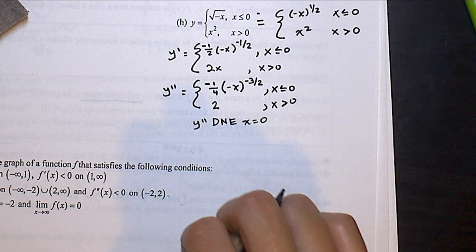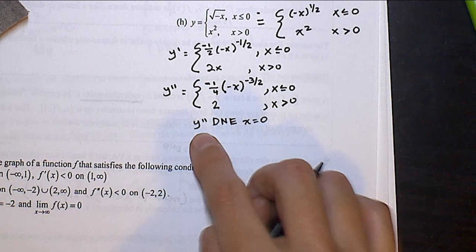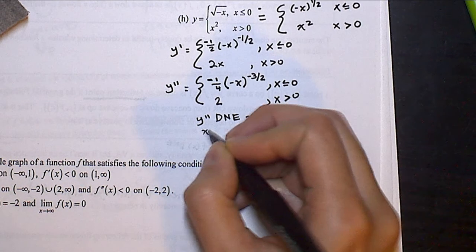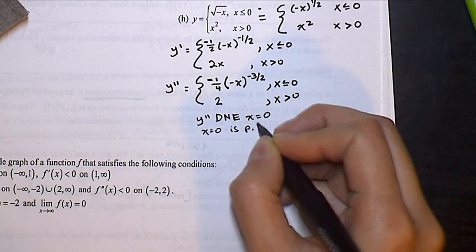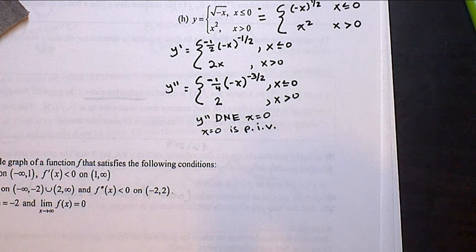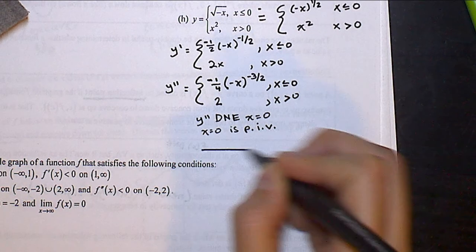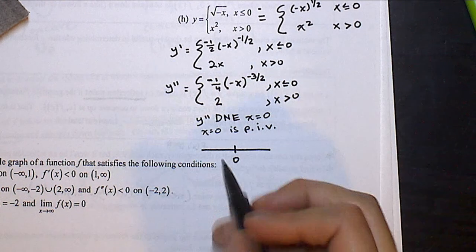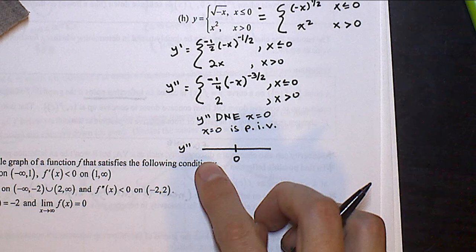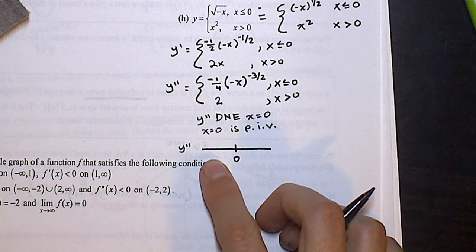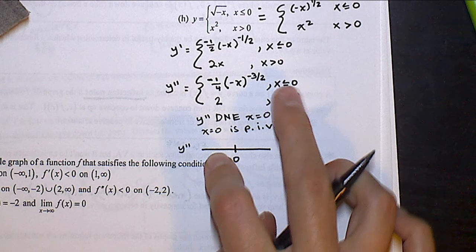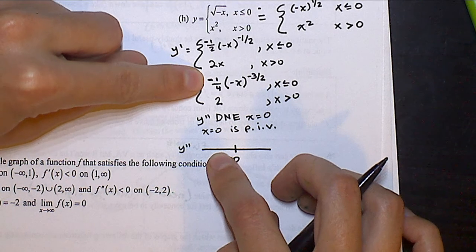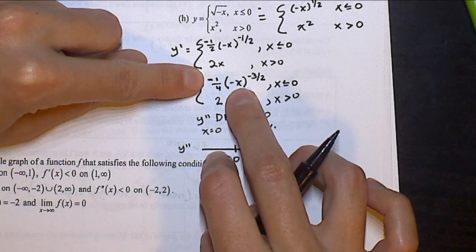Okay, so we have a point of discontinuity for y double prime at x equals 0. So x equals 0 is a possible inflection value. That's a PIV that we need to test out. So we'll make our little chart, and we'll look at y double prime for values of x less than 0. So if we had negative 1, we would have to plug it into the top function. If I plug in negative 1, that would become positive 1.